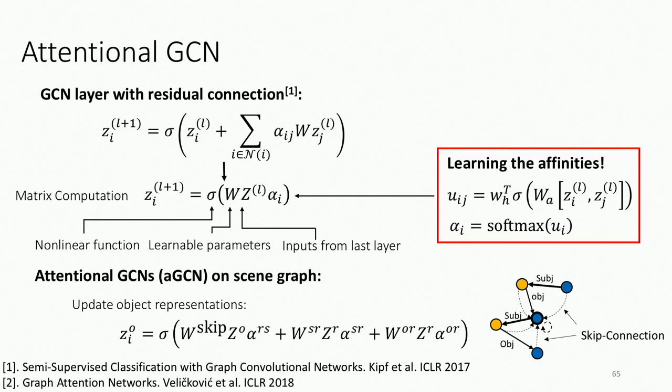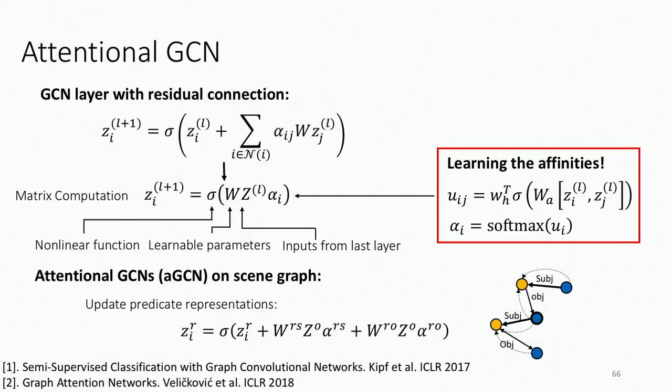So based on this motivation, we want to learn the affinities in this way. And based on these learned affinities, we perform the object representation updating based on this kind of formula. And then we also perform the predicate representation updating based on this formula. So we plug in this attentional GCN on top of the feature level and also the score level or semantic level.